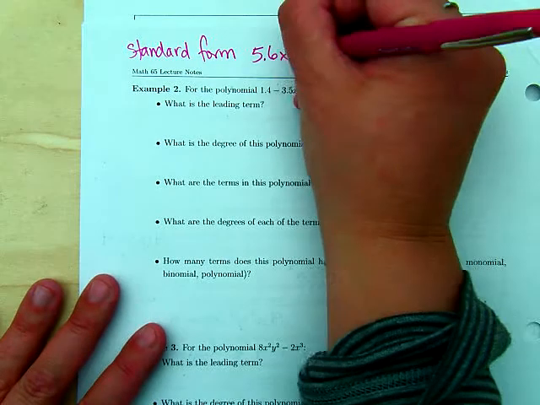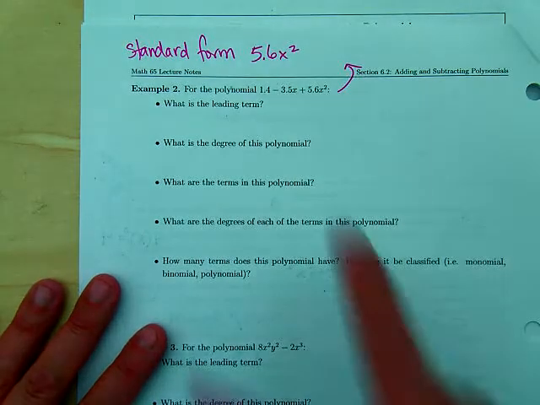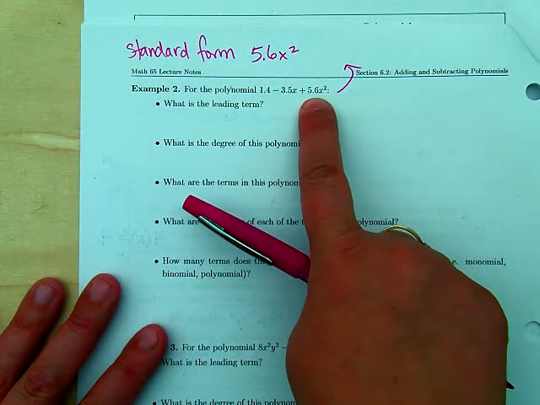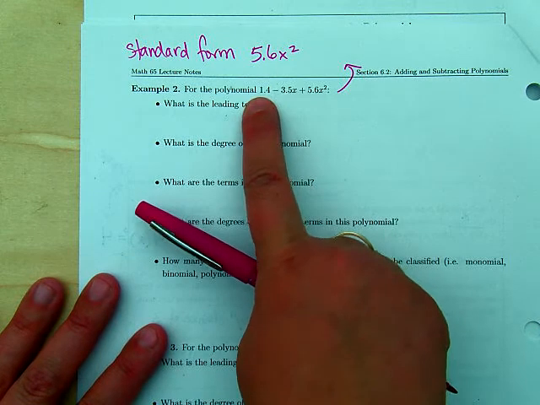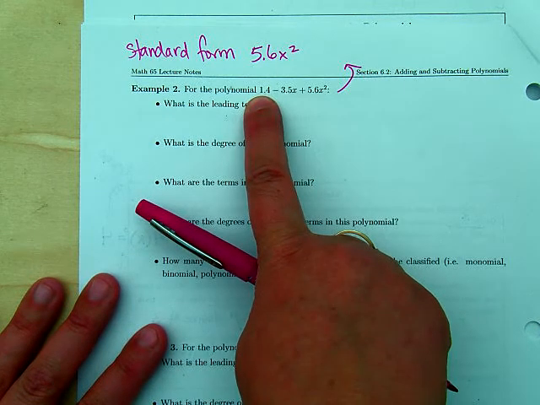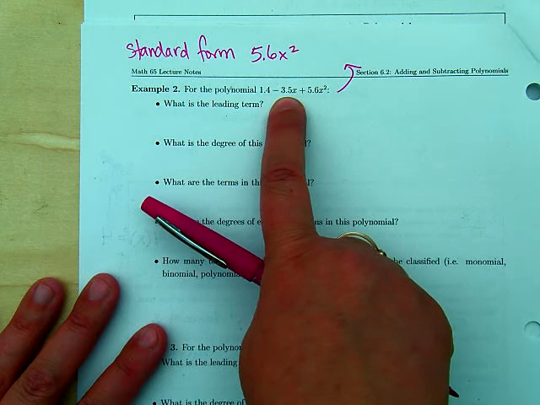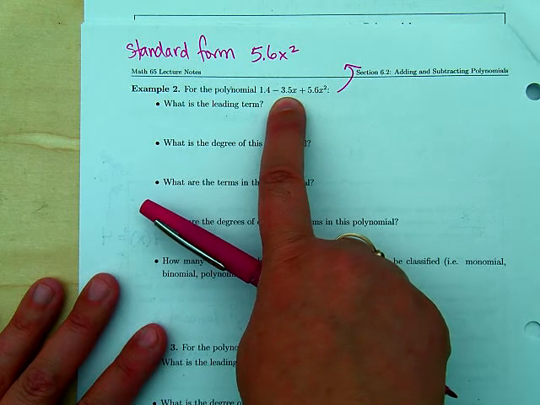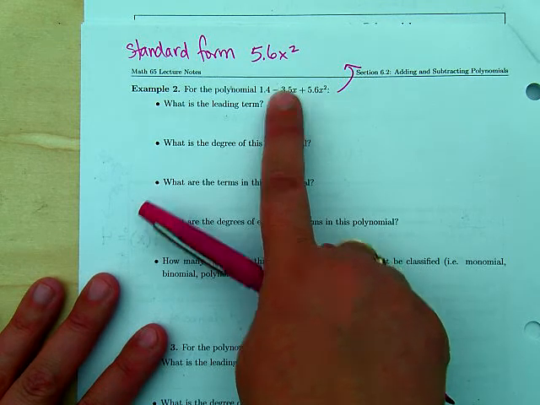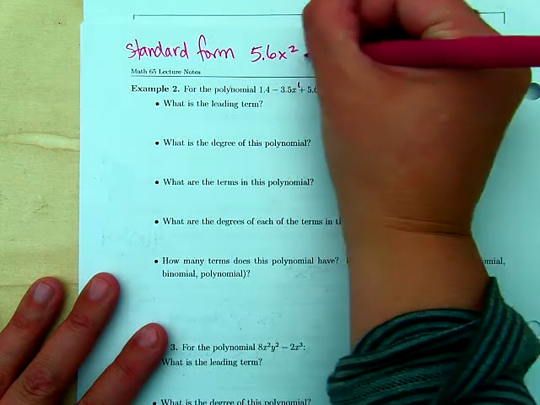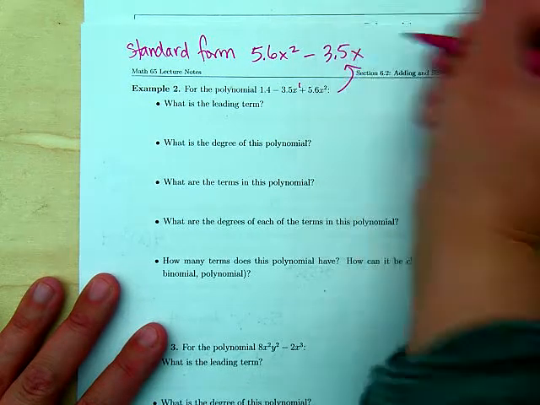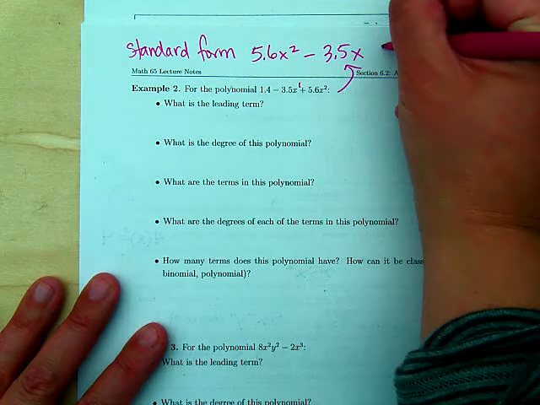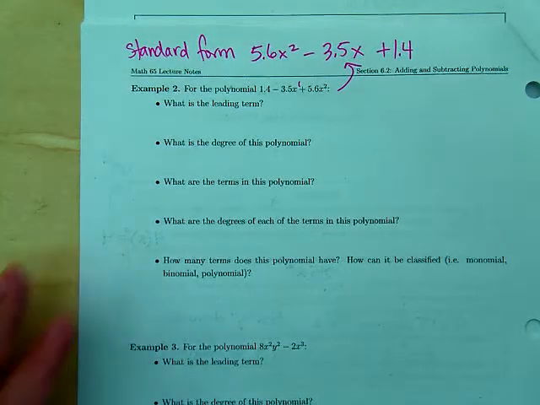5.6x squared has the biggest degree, that term, right? Then followed by, well, the 1.4 doesn't even have a variable, so we know its degree is 0. What's the degree of negative 3.5x? 1. So negative 3.5x comes next, plus 1.4 is the constant.